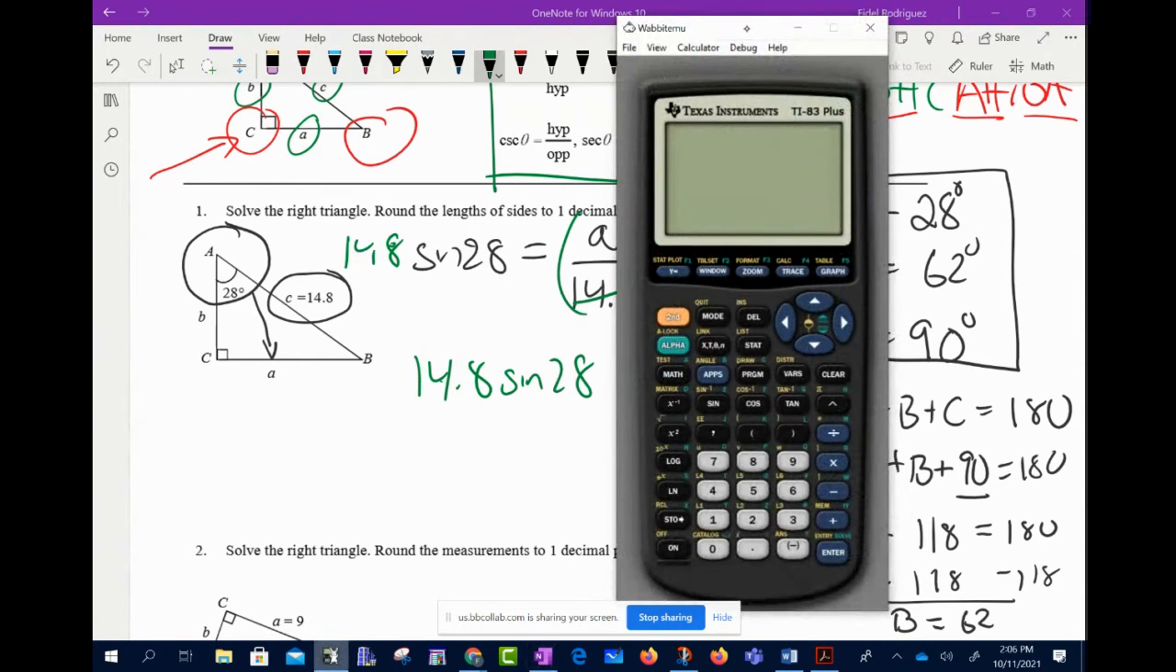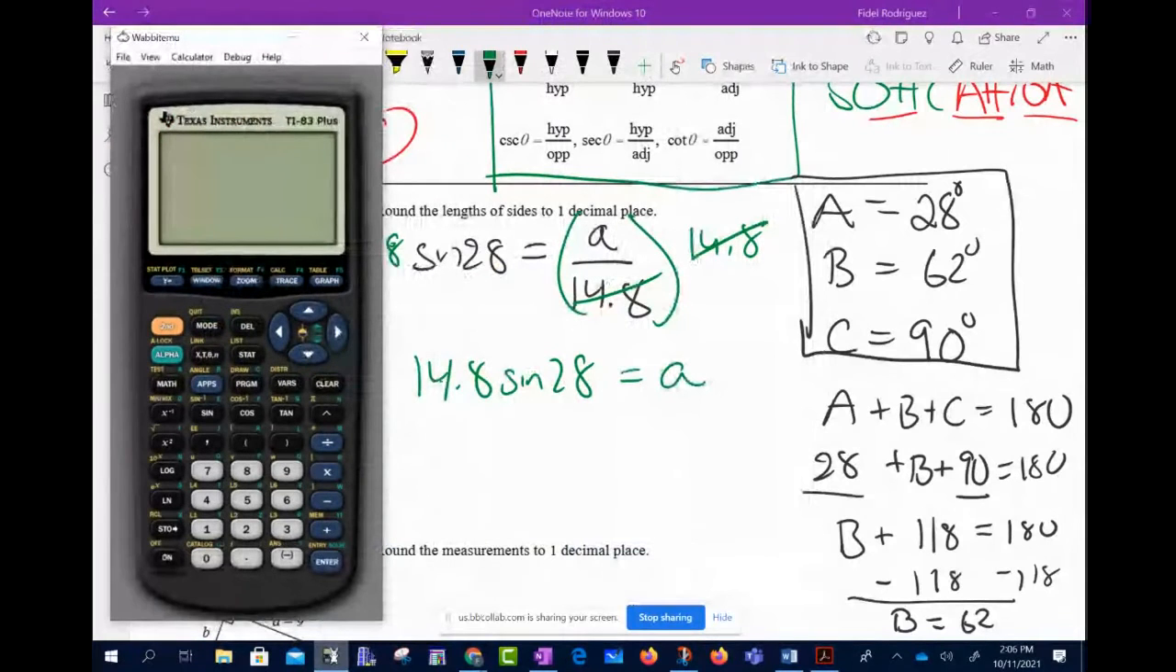So let me get the calculator going here. And let's see if this is going to work. First thing I'm going to make sure, guys, is that I am in degrees. And I'm not, so I'm going to come over here and make this into degrees. If you're doing this on your app or your regular calculator, make sure that your calculator's in degrees. Otherwise, you're going to end up with some jacked up answers, okay? So we're going to go 14.8 times the sine of 28 degrees.